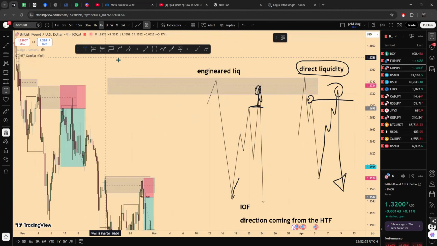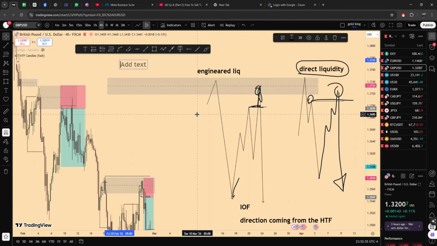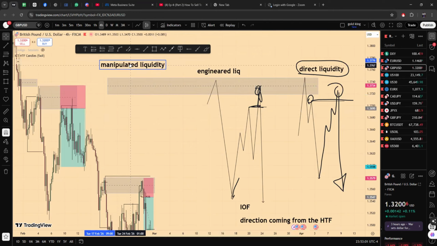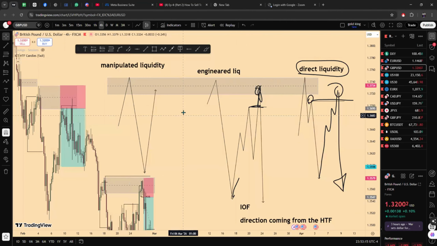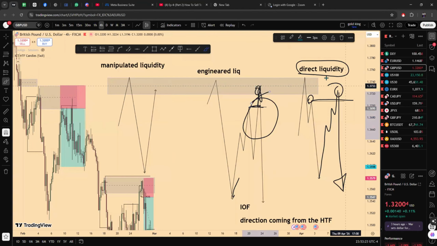Let's talk about this one of manipulated liquidity. Okay, let's talk about manipulated liquidity. In this case, you have your point of interest. It's very similar to this engineered liquidity. Why? Because price comes back immediately into your point of interest. And what happens here is not technically the same thing that happens here or this one.